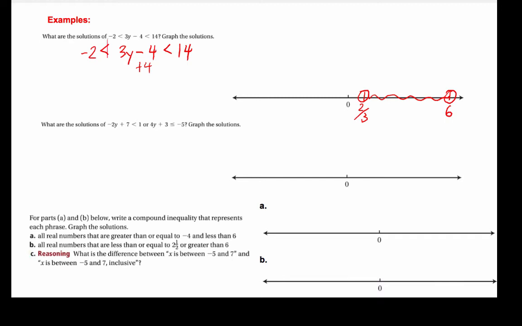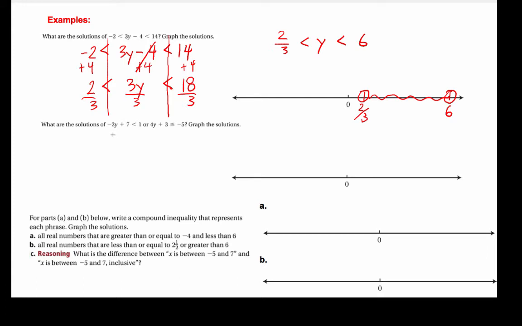I have 2 inequalities now. So I'm going to add 4 here, and I'm going to add 4 here. I get 0 in the middle. So negative 2 plus 4 is 2, less than 3y, less than 18. Divide everything by 3. So I get 2/3 is less than y, which is less than 6. All right, so I can work with them together simultaneously.